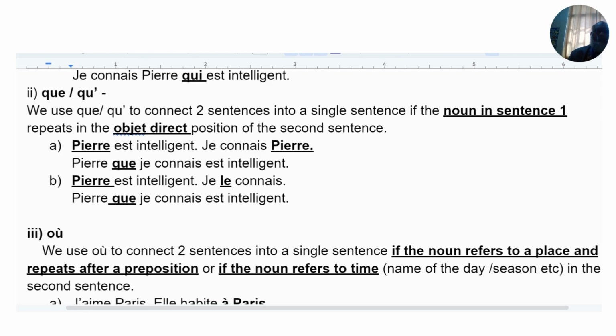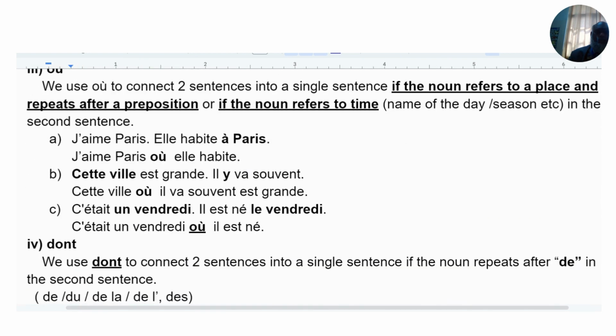Now similarly we have the relative pronoun où. It deals with a noun referring to the name of a place, if it repeats after a preposition. So, j'aime Paris, elle habite à Paris. The noun Paris, which refers to a place, is repeating in sentence number 2 after the preposition à. So, j'aime Paris où elle habite. Instead of the noun à Paris, we are using the relative pronoun où.